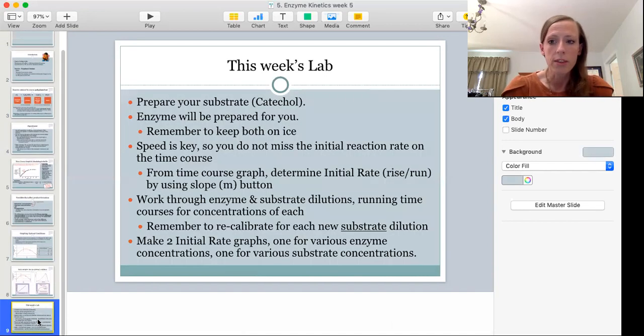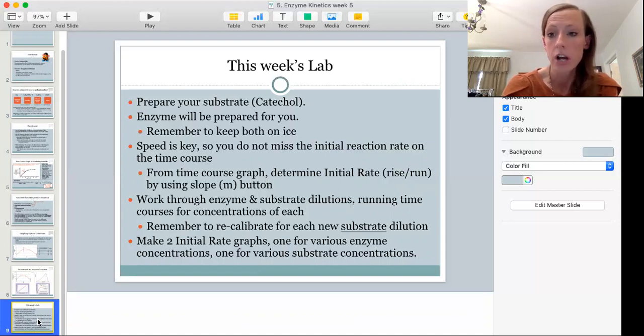All right, so let's go to our last slide. This is just practical information about what you'll be doing this week. First thing you're going to do is prepare your substrate, which is catechol. You're going to be given it, it's going to be in granular form, and you're going to mix it with buffer in order to create that in a liquid solution. And then the enzyme will be given to you. It should be prepared prior to your arrival. You want to keep both of those on ice, again, so that we don't have any denaturation.